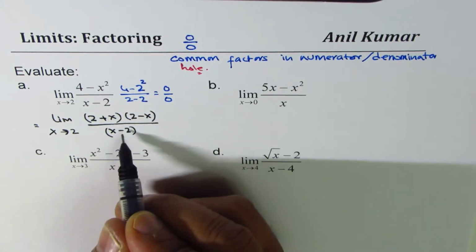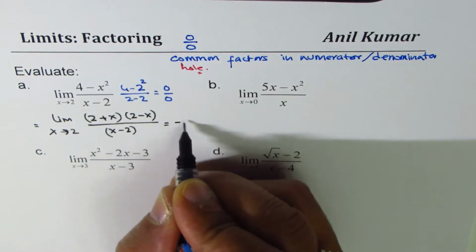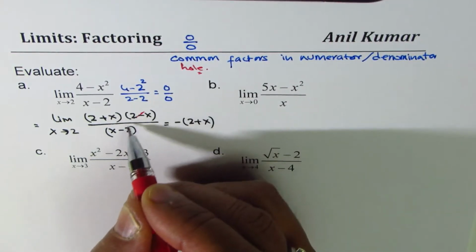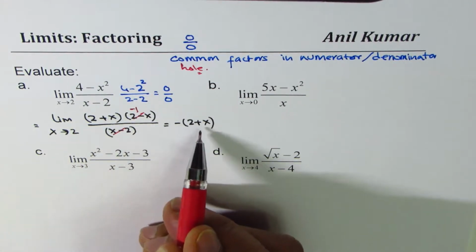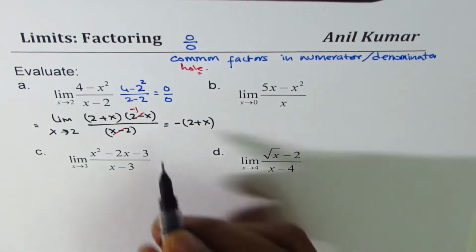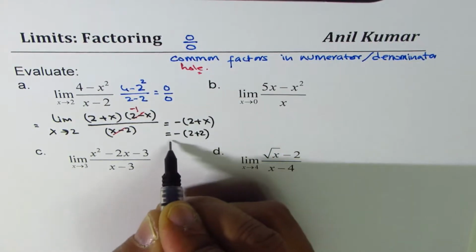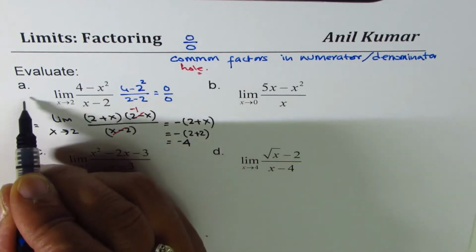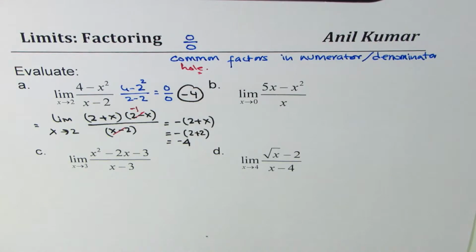So when you cancel them out, you get minus 2 plus x, correct? Since when you cancel these out, you get minus 1. Multiplying by minus 1, you get minus 2 plus x. Now if I substitute 2 here, then we get our limit, and that is minus 2 plus 2, and that is equals to minus 4. So the limit for this function is minus 4. Is it okay? So that is the answer for the first one.